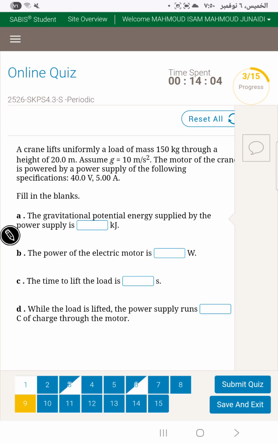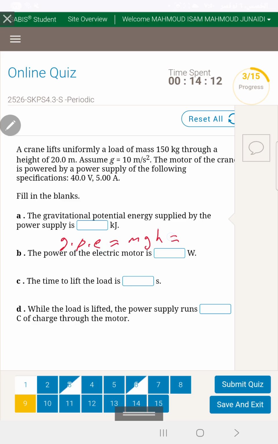Gravitational potential energy supplied by the power supply is GPE. GPE is equal to mgh. The mass is given as 150 times G is 10 times the height, which is 20. Now if you calculate, 2 times 15 is 30, and you have 1, 2, 3 zeros, 30,000 joule. In kilojoule, they want the answer here in kilojoule. Divide by 1000, so you get 30 kilojoule.